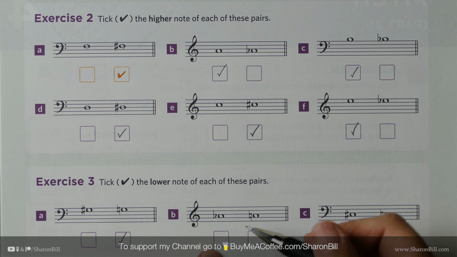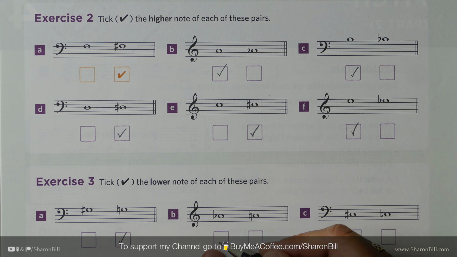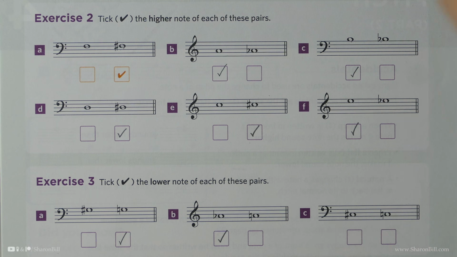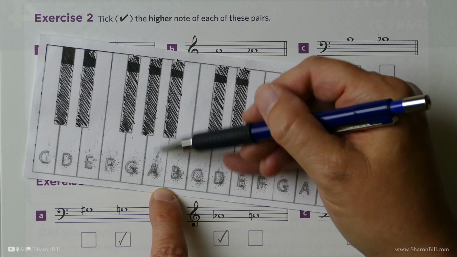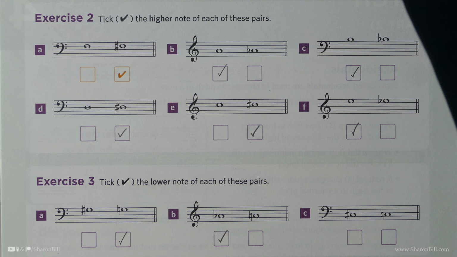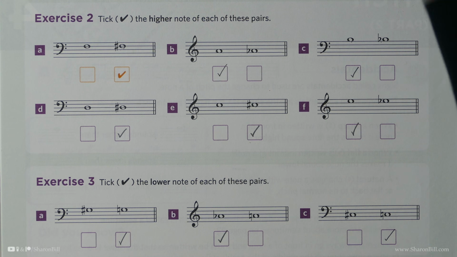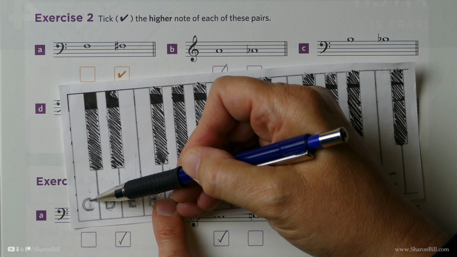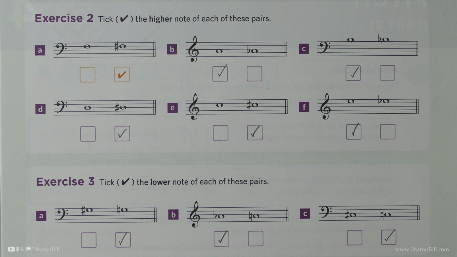And so here we have a flat and a natural. We know a flat lowers, and so the flat must of course be the lower of the two, and we can see that A flat is indeed lower than A natural. And finally, we know that a sharp raises, and therefore the natural version must be the lower of the two, and we can see we've gone from bass clef C sharp to C natural. The natural is lower. So that's that exercise completed.